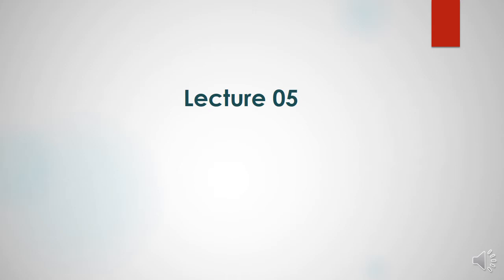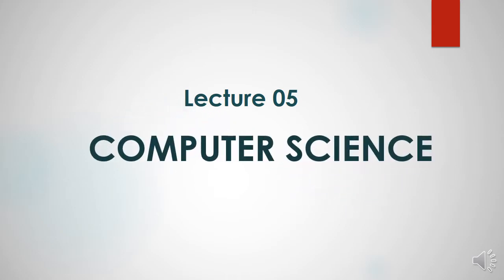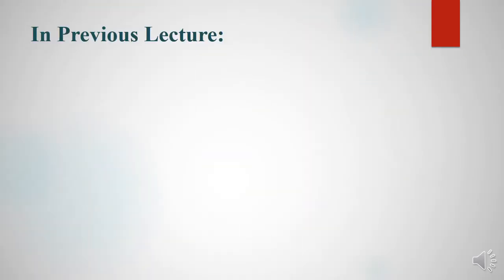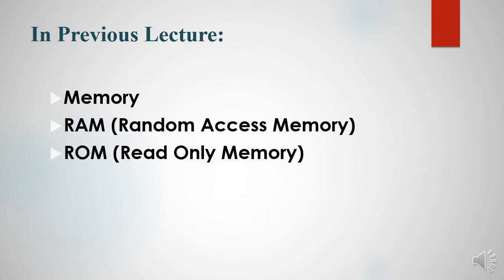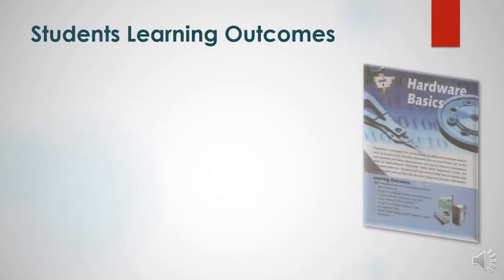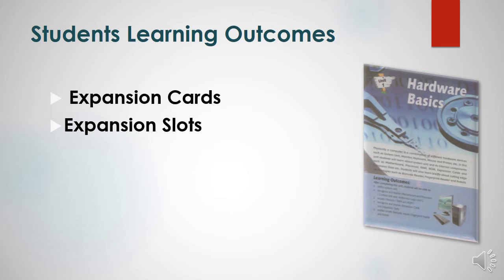It's our lecture number 5 of Computer Science for class 7. In our previous lecture, we have studied about memory, RAM, random access memory, and ROM, read-only memory. Today's students' learning outcomes are expansion cards and expansion slots. At the end of this lecture, there will be an assignment for you.